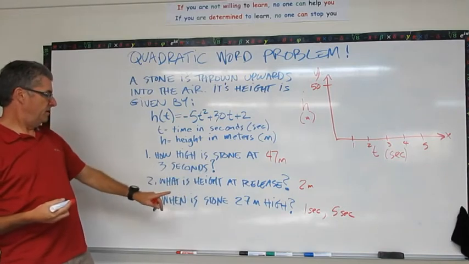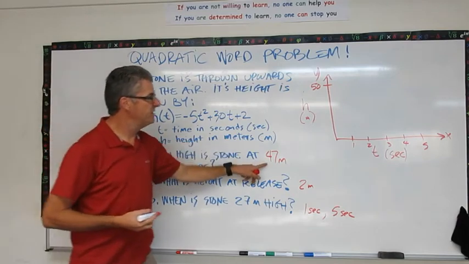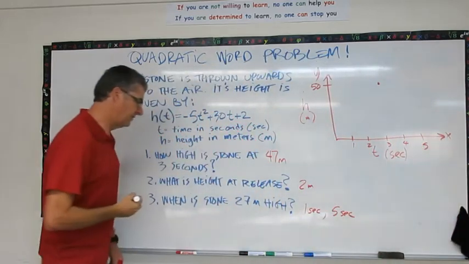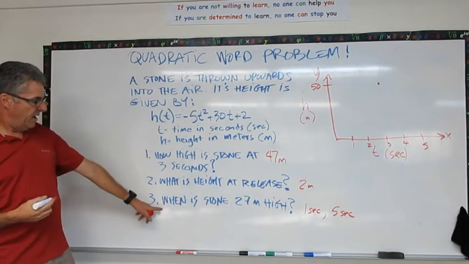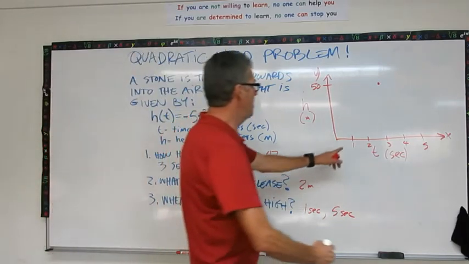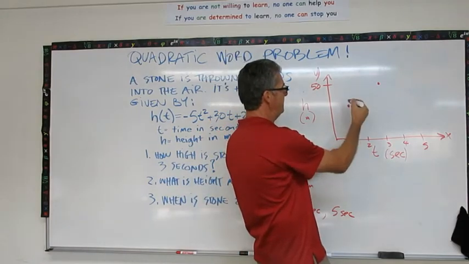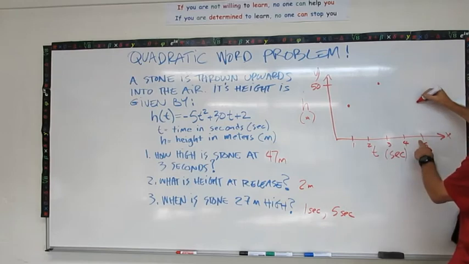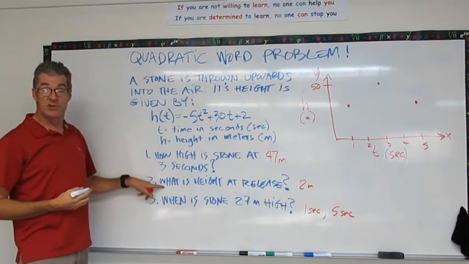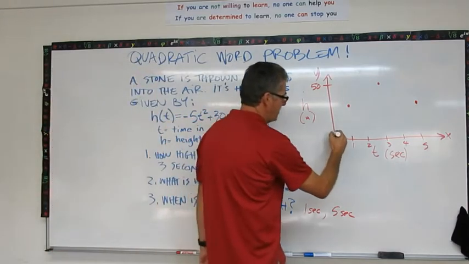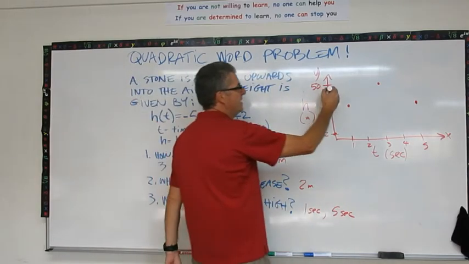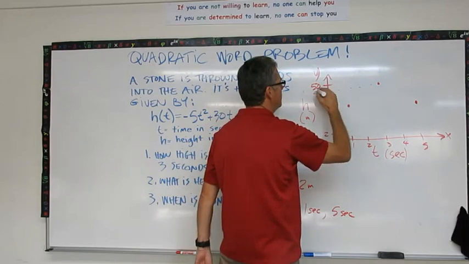Let's take a look. At 3 seconds, my stone is 47 meters high. So 3 seconds, I'm right about there. At 1 and 5 seconds, the stone is 27 meters high. So 27 is a little bit more than halfway. And then 5, it's also at 27. Finally, at release, it's 2 meters. So that's where it starts. It's right about there. So we know that's a point. And I could make a little tick mark going out to there to show 47.